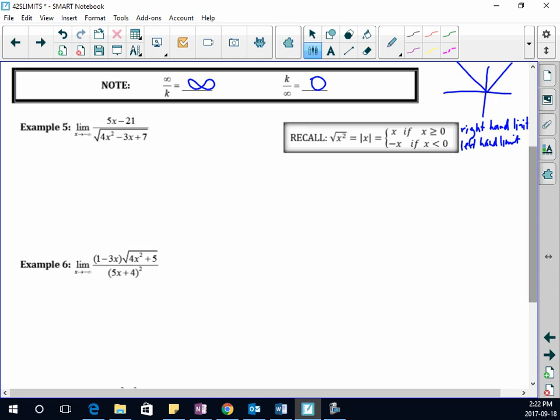Okay. So, we're going to do the highest power again. What's that on top? X. So x bracket 5 minus 21 over x. And on the bottom, I'm going to do this in multiple steps because this is the first time you've seen maybe something like this. I'm going to take out an x squared. So I'm going to still keep it in the square root sign, but I'm going to put an x squared there. And then it's going to be 4 minus 3 over x plus 7 over x squared. Okay, so I'm going to rewrite this now.